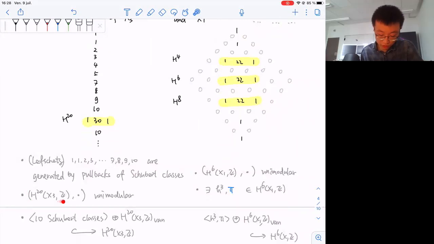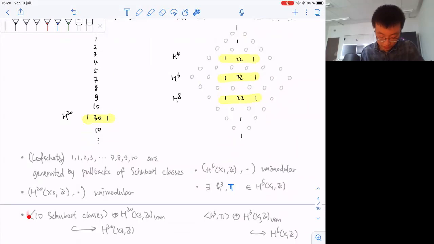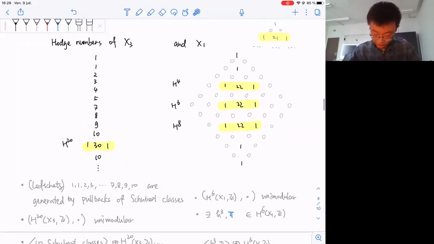And also, since this is a middle cohomology, this is a unimodular lattice equipped with the cup product. So here we have 10 Schubert classes plus this part here, the vanishing part, that is again of type 1, 20, and 1. And we have this part that is going to be of interest to us. Now on the right-hand side, for this 6-dimensional X1, in fact, we have 3 copies of a Hodge structure that has this shape 1, something, 1 on the H4, H6, and H8. So I'll be looking at the H6.